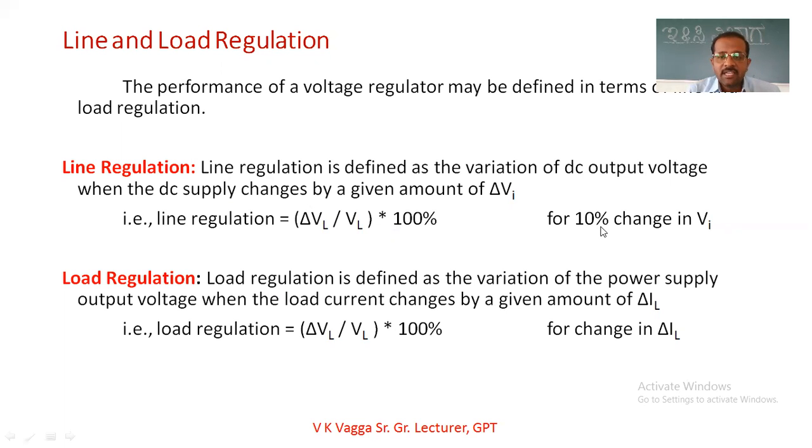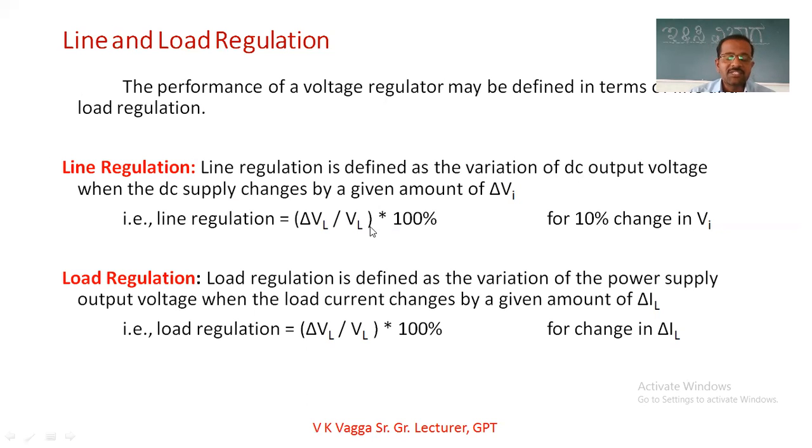Suppose the input is equal to 1 volt. If I apply 1.1 volts, what will be the output? And if I apply 0.9 volt as input, what will be the output here? How much the output voltage varies according to the variation of the input voltage is called the line regulation. Here delta VL is called the variation of the DC output voltage.